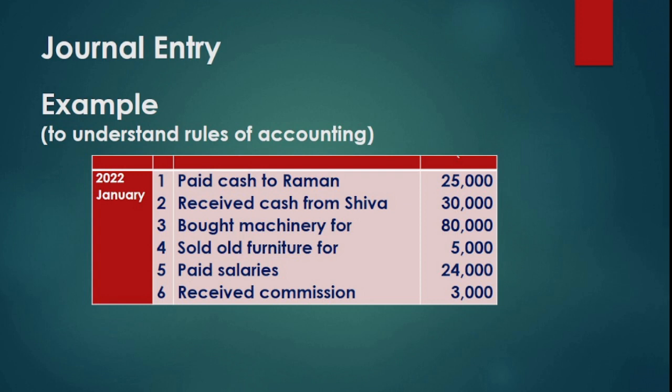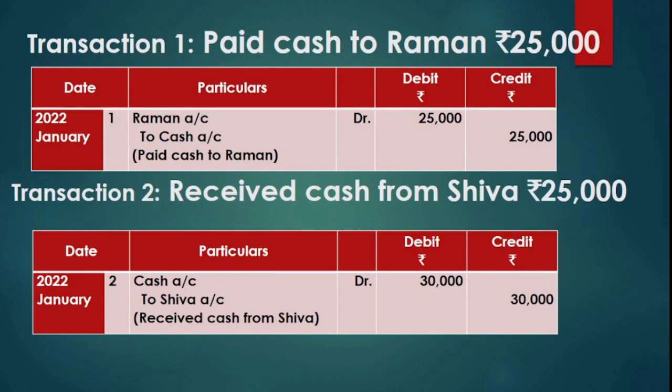Here if you see the problem, on January 1 the first transaction was paid cash to Raman. On date 2 received cash from Shiva, and 3 we bought machinery for rupees 80,000, and on 4 we sold old furniture for rupees 5,000. On 5th we paid salaries. On 6th we received commission. We will take the first transaction. We paid cash to Raman, 25,000.